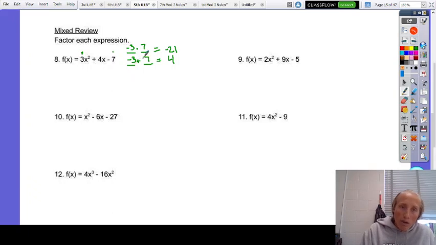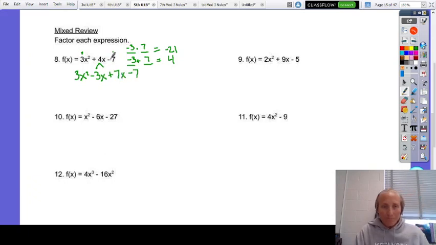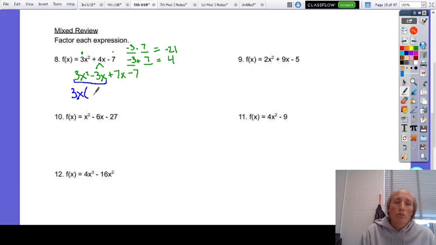It doesn't matter the order that you have these in, but we're going to split our middle term based on those numbers. So we're going to copy our first term, 3x squared, make the 4x into a -3x plus 7x, and then a -7 carried down at the end. Now that it is in four terms, we are able to factor by grouping. So we're going to group these first two. Their GCF is 3x. So we bring that out front. The leftovers go in parentheses.